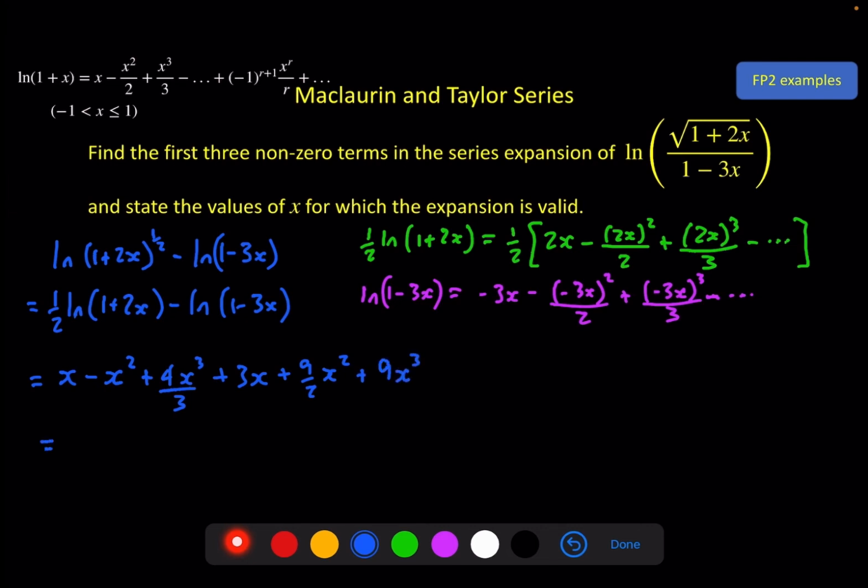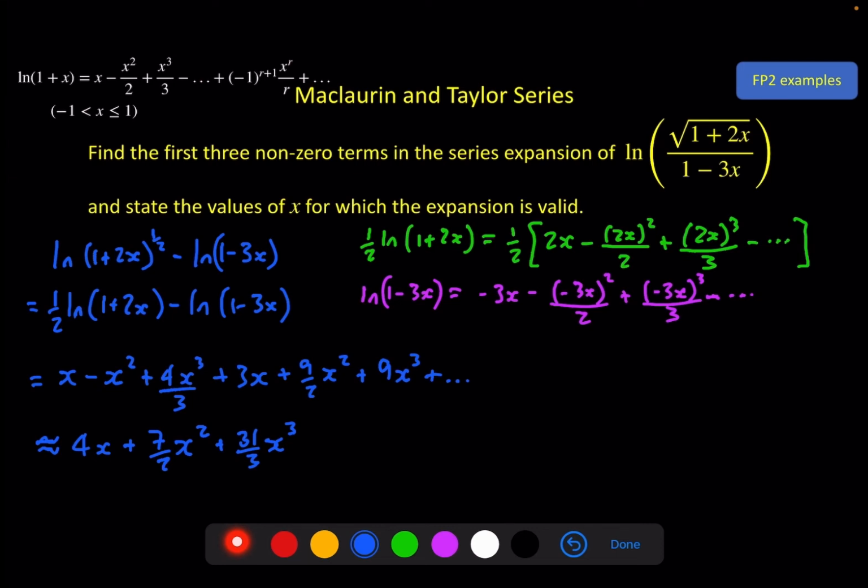Simplify all of these, gives us 4x, minus x squared plus 9 over 2 is plus 7 over 2 x squared, and then we've got 4 over 3 and 9x cubed, which gives us 31 over 3 x cubed. So these are the first three non-zero terms, and I could have a plus dot dot dot there, and then an approximately equal to sign here.